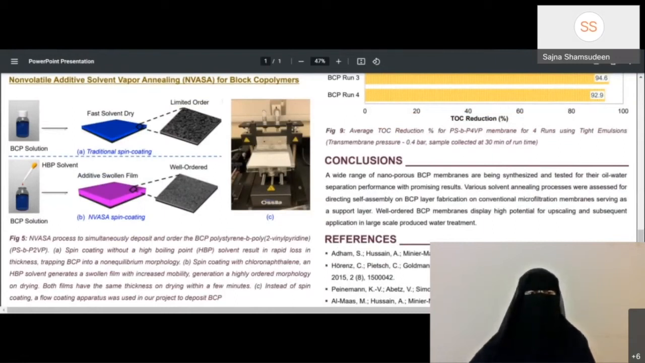Once the solution is coated, the host solvent quickly evaporates, while the high boiling point solvent remains, swells the BCP membrane, and gradually evaporates. The swollen state of the film increases the BCP chain mobility and facilitates increased order within the BCP film.